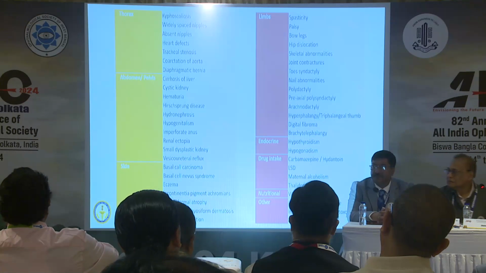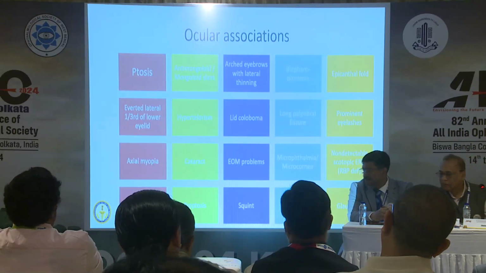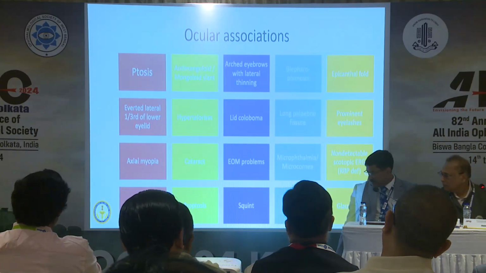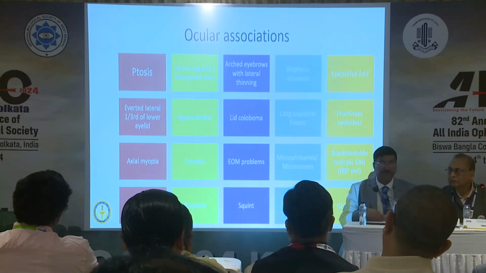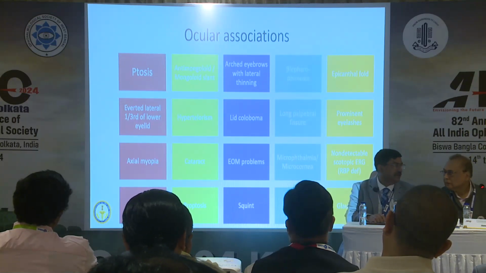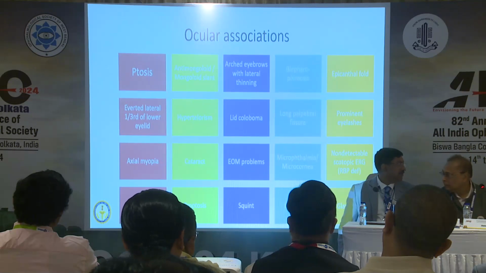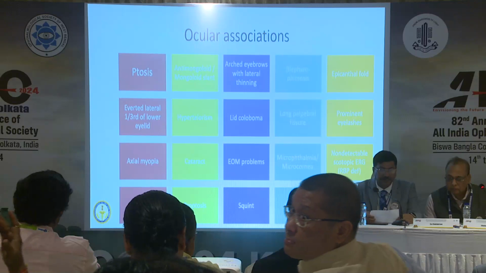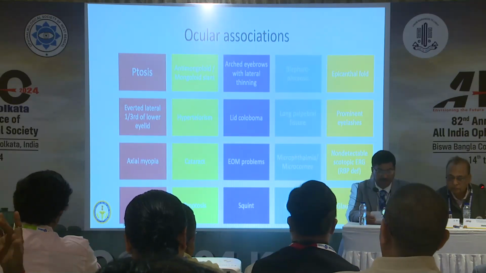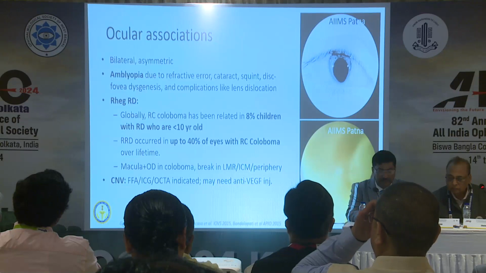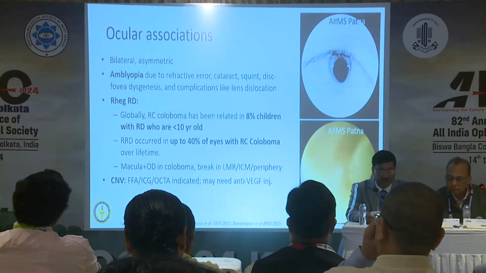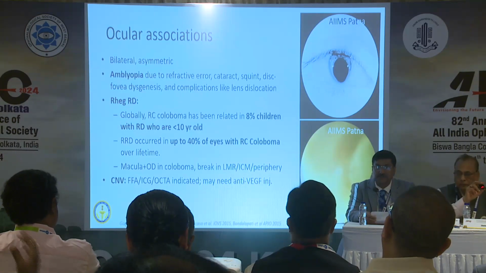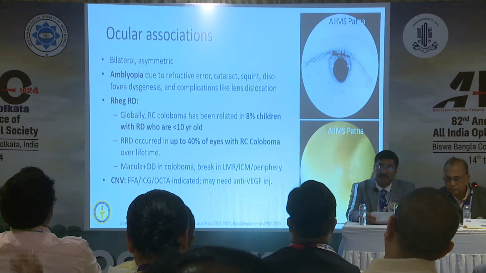The ocular associations may be in the lid and the lashes, the size of the eyeball, and can also be associated with axial myopia, cataract, motility problems, nystagmus, squint, leukocoria, glaucoma, and a non-detectable scotopic ERG. Associations may be bilateral or asymmetric. Amblyopia can occur due to refractive error, cataract, squint, dysgenesis, or other complications like lens dislocation.